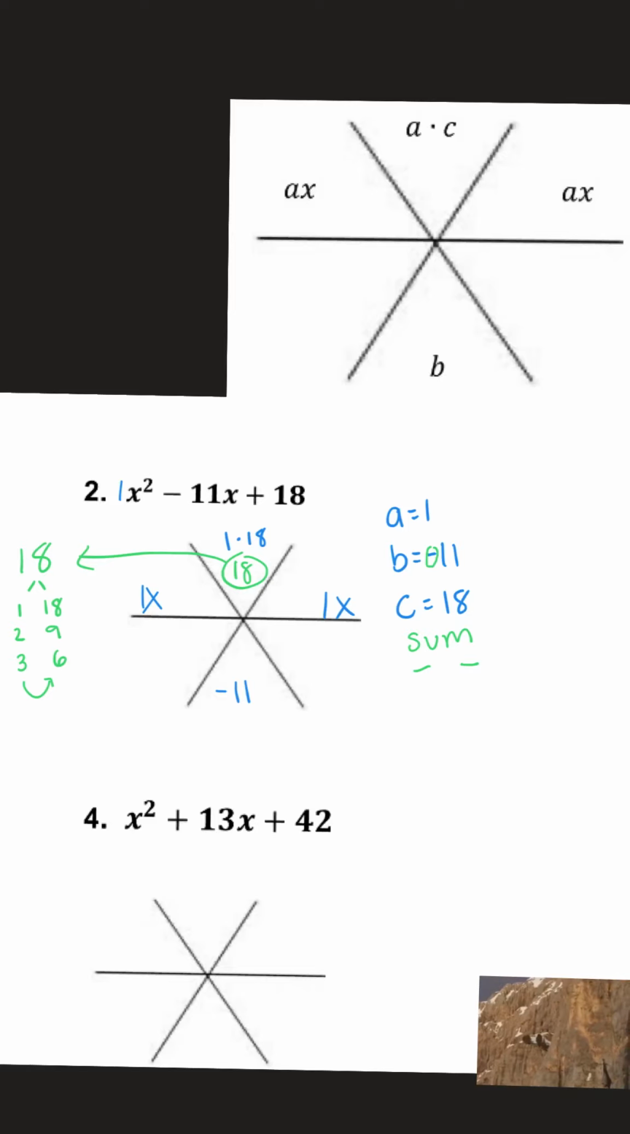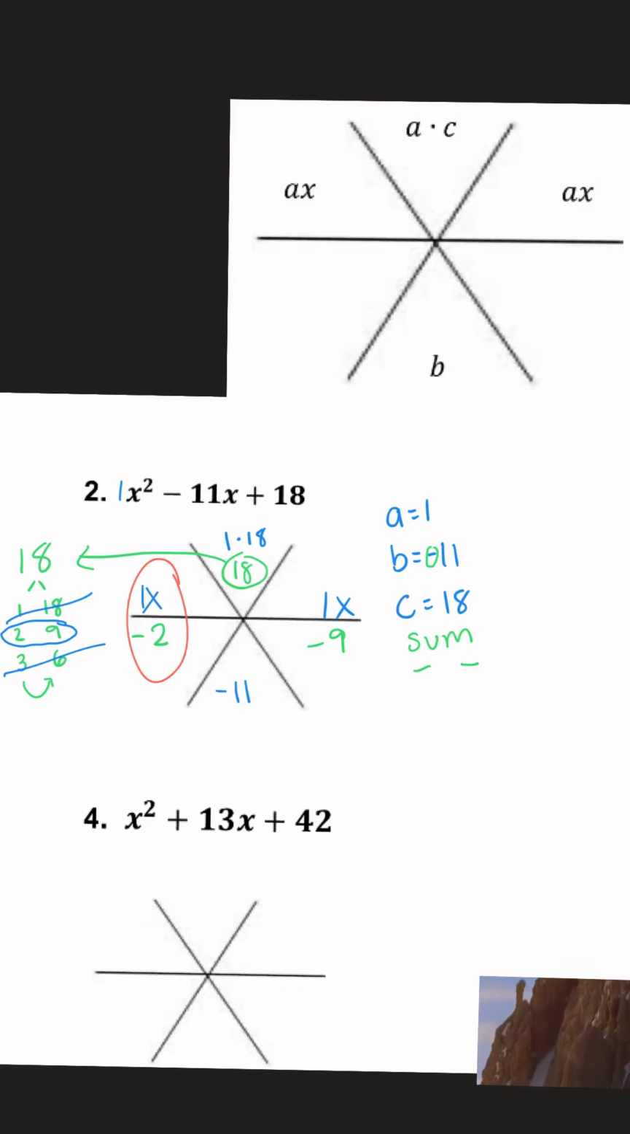Okay, so now I need to figure out which one of these adds to be 11. So 1 plus 18 gives me 19, so that doesn't work. 2 plus 9, that gives me 11. And 3 plus 6, that gives me 9, so that doesn't work. But 2 plus 9, that one gives me 11. So I'm going to go ahead and fill in my 2 and my 9. But if I add those two together, I get positive 11. I need them to be negative so that when I add them together, I get negative 11. And there we go. Those are my factors right there.